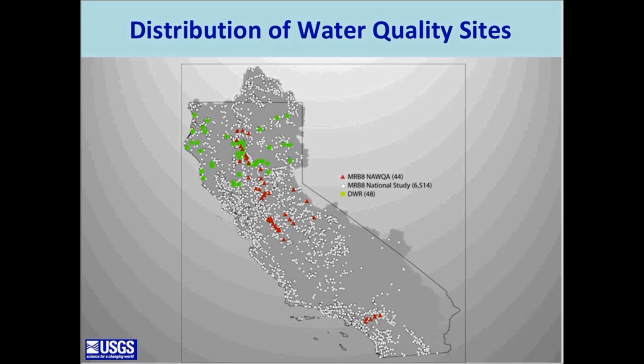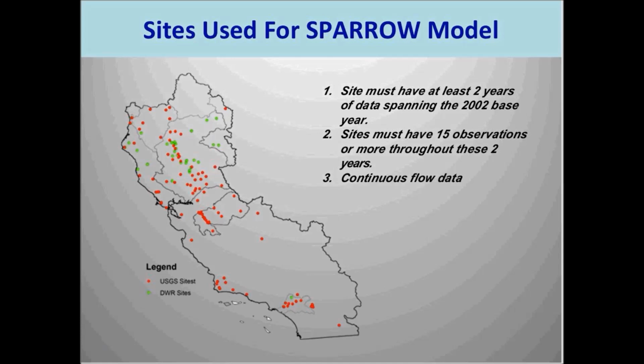Then the white dots are the data that we obtained from our national team, and this was basically all the data that was available in SPARROW. So it would be some different agencies plus also some USGS data sets, and the green boxes are the DWR data sets. These data have to be checked to see if they meet the criteria of SPARROW.